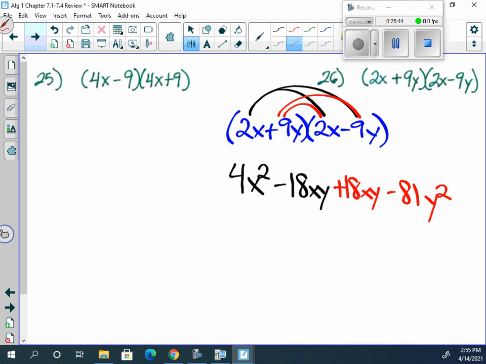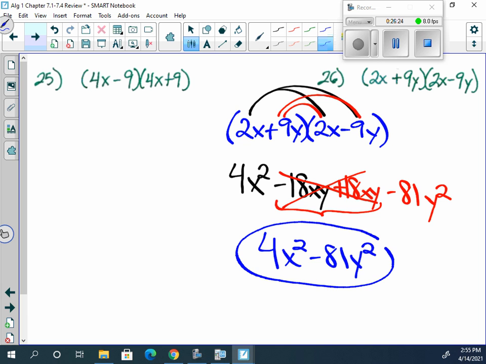But any questions on this here so far? So we're good with at least getting here? So if we combine like terms, well, the only like terms are the negative 18xy and 18xy. Well, negative 18 plus 18 is 0. Yes? 18 minus 18 is 0. So these here cancel out, leaving us with 4x squared minus 81y squared.